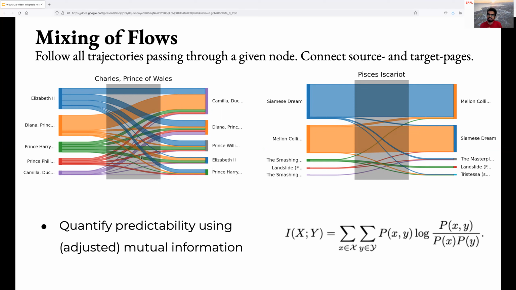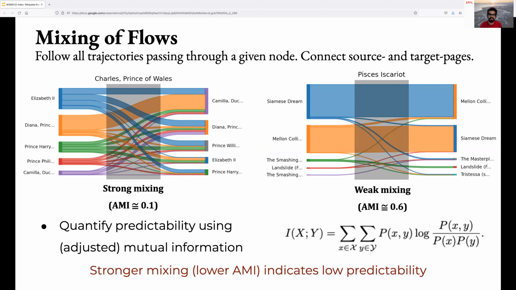So thinking about the extreme case, if there is no predictability, that is, the random variables depicting the source and the target articles are completely independent, then the mutual information will be 0 and the mixing would be high, and vice versa. And this is exactly what happens here, right? The left side of the plot indicates strong mixing and we observe a very low mutual information. The right side of the plot indicates weak mixing, high predictability, and that's why we observe a high mutual information. So this serves as the base of this analysis, but what we see next is actually a remarkable finding.